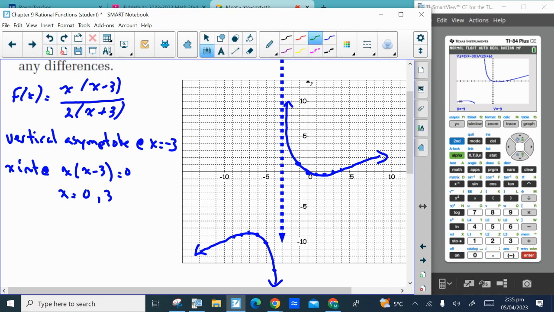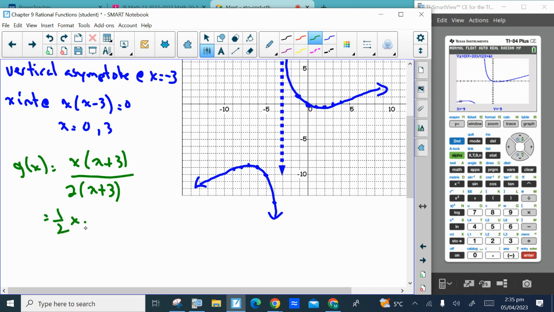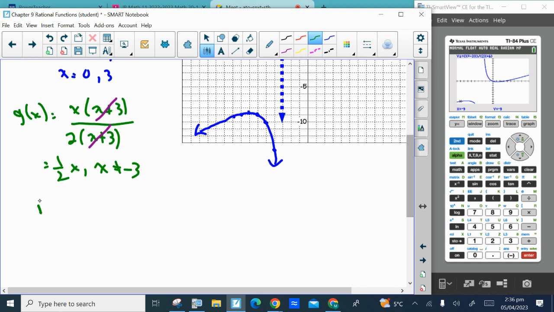So for g of x, common factor of x on top gives us x plus 3. And on the bottom, there's a common factor of 2, which also gives us x plus 3. The x plus 3's cancel, so we're left with x over 2 or 1/2 x. But we have to keep the same restriction, and that is that x cannot equal negative 3. So because those factors cancel, that means we'll have a point of discontinuity.